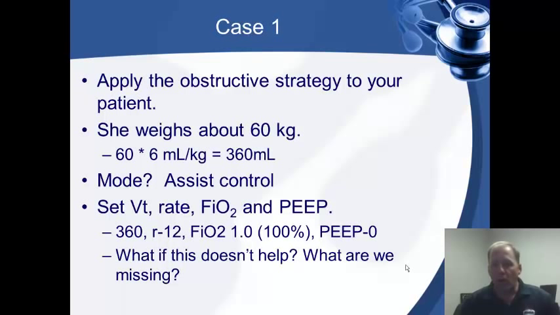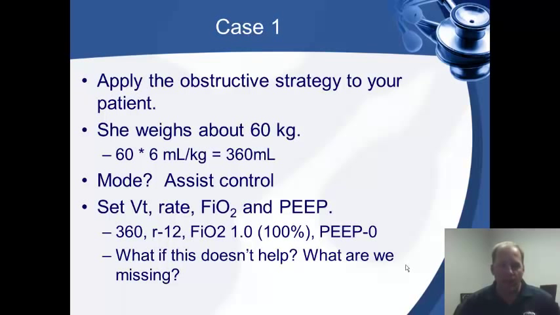Okay, what mode are we going to use? Assist control, volume. So we set our volume. We set our rate. Our FiO2 is going to be 100. Do we need any PEEP? Probably not. So here's our settings. 360, rate of 12. Could try 10, but I'm going to try 12 on her. FiO2 of 100%, and we're going to start out with no PEEP. Let's see if this helps.